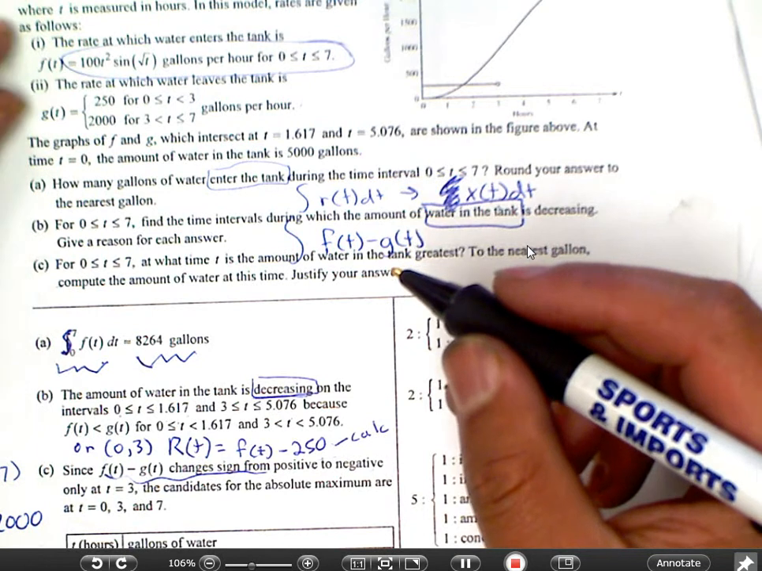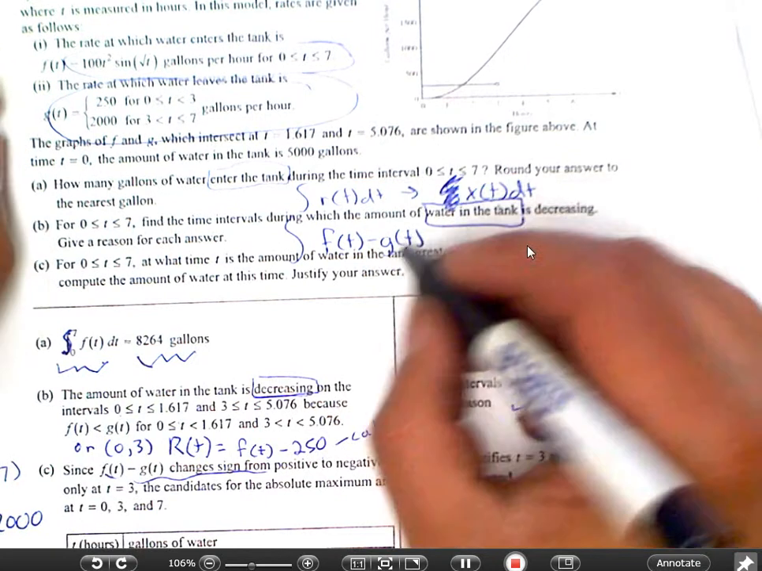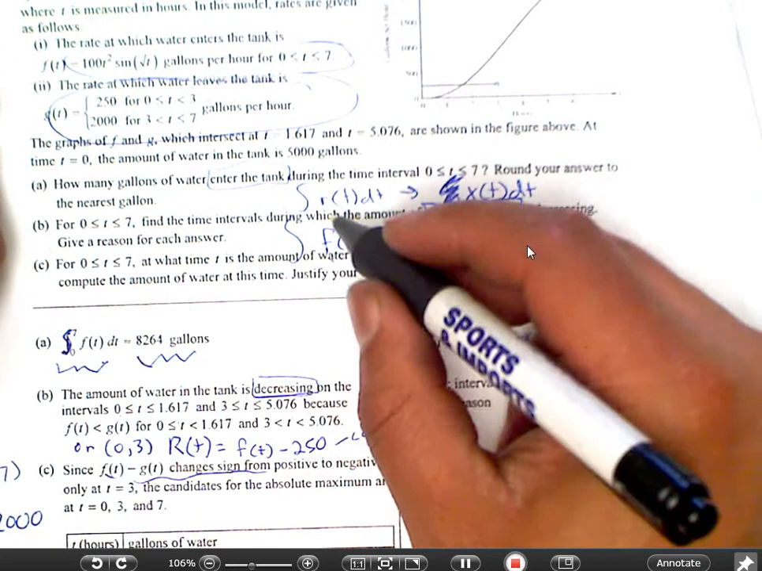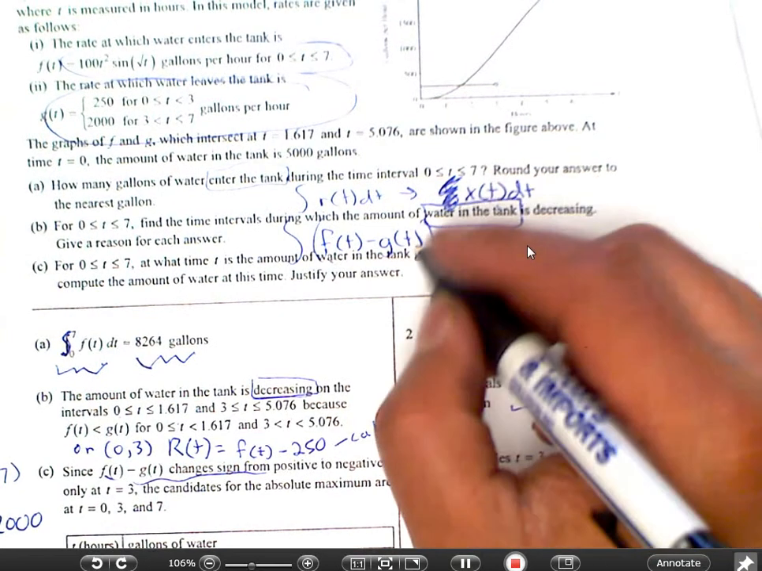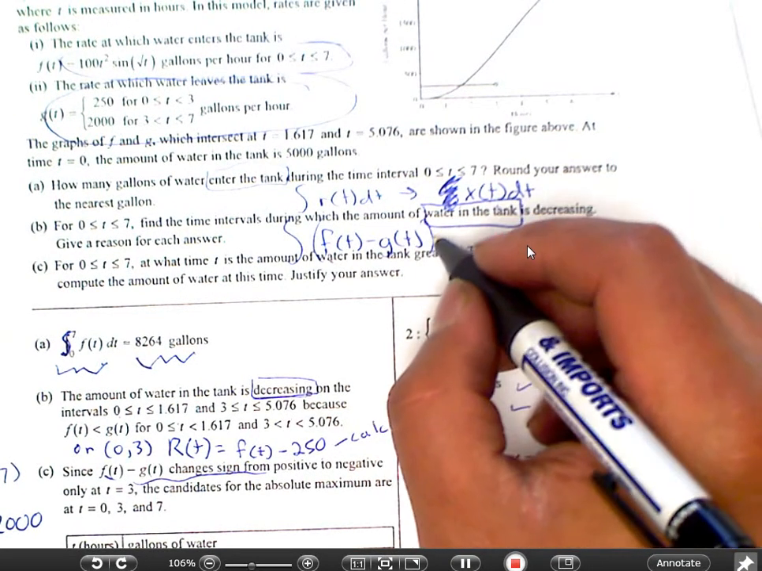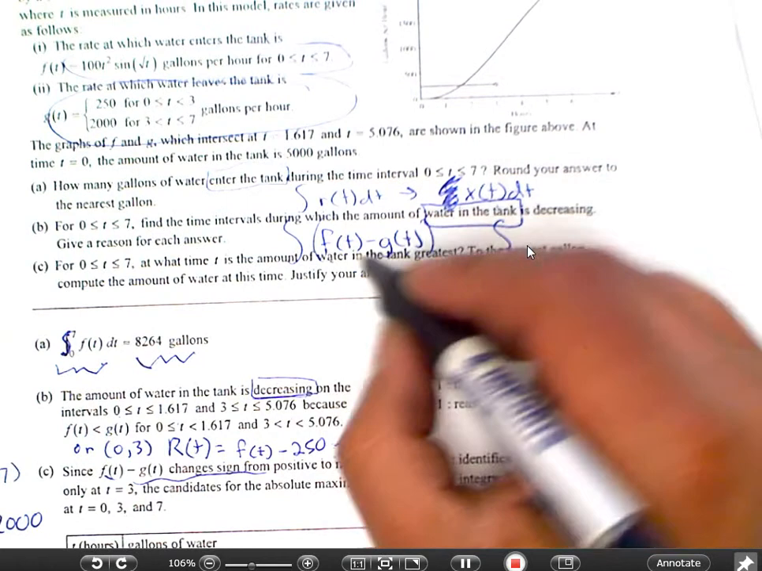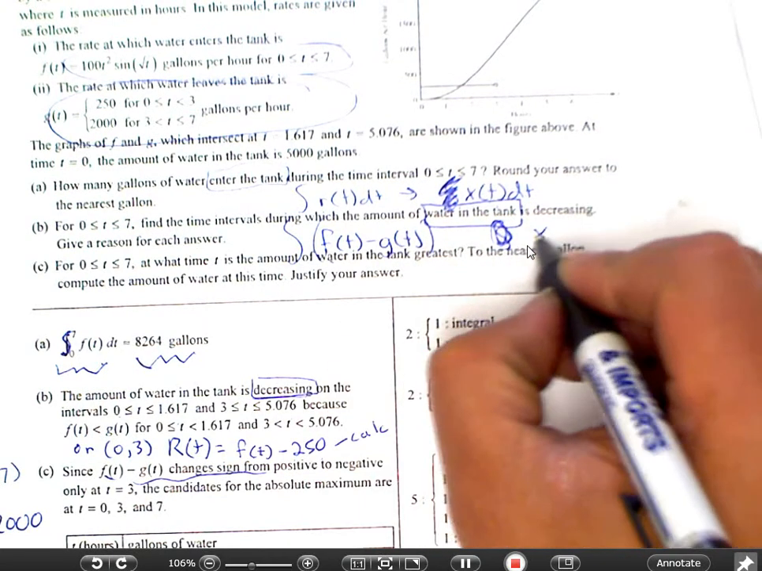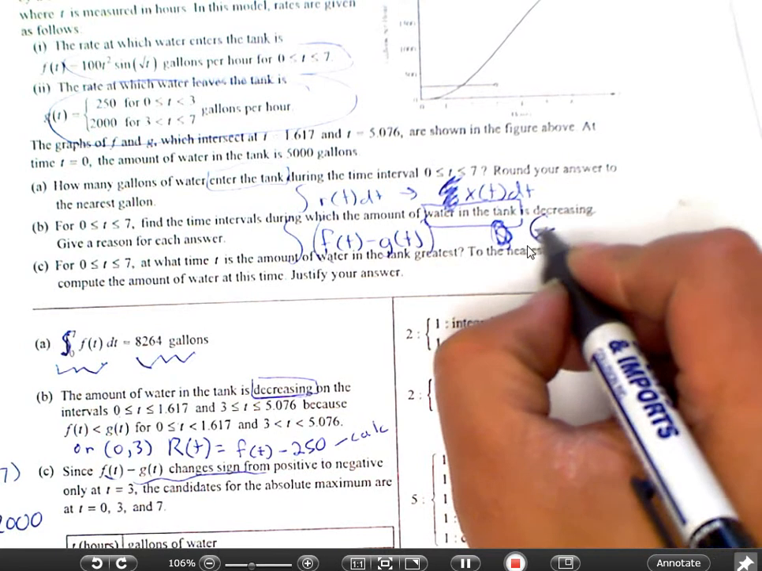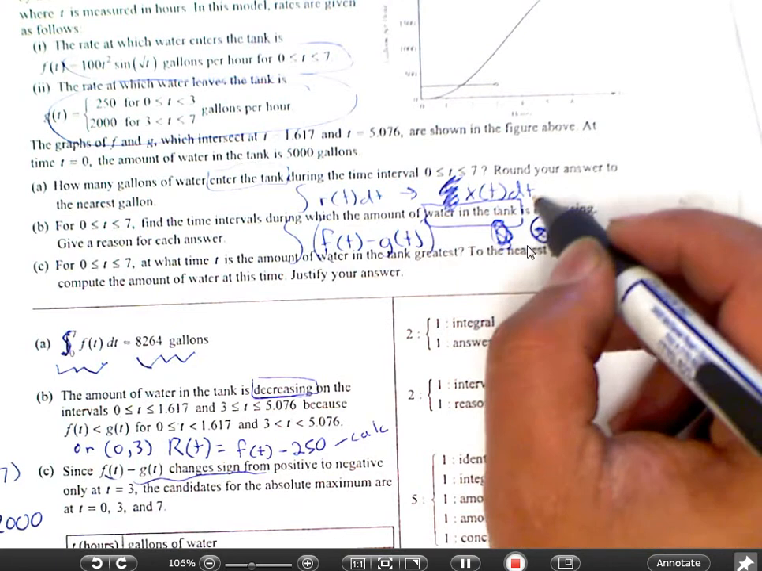Okay, so rate of inflow minus rate of outflow. Rate of inflow minus rate of outflow is the total, how fast the tank is rising, or how fast the tank is dropping. So if I integrate that, if I integrate the total rate, I get the total, I guess I'll make it G, the total gallons. So I want to know when the total gallons are decreasing.